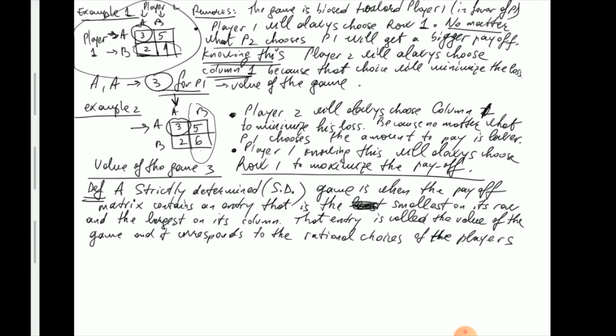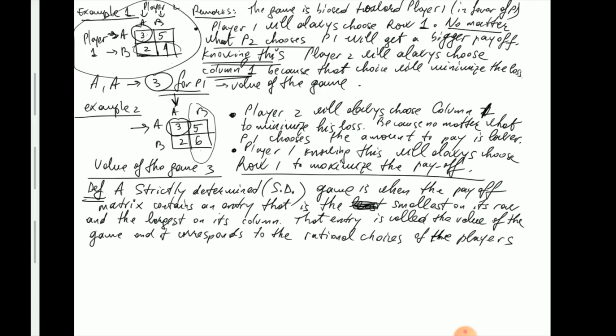Let's pay attention here to the first one. So if I look at 1, that's the smallest of its row because it's less than 2, but it is not the largest on its column. On the other hand, 3 is the smallest on its row because it's less than 5, but it's also the largest on its column because this 3 is greater than 2. So whenever you have an entry like this, the game is strictly determined, and that's going to be the value of the game, which corresponds to the rational choice.